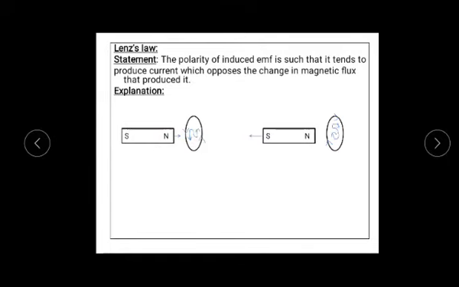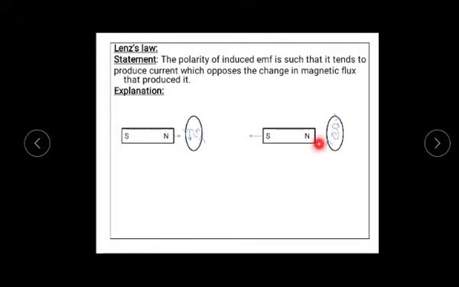So what is the meaning of this? The polarity of induced EMF is such that it tends to produce current, so it has produced the current now, which opposes the change in magnetic flux. It opposes the change in magnetic flux means what? Even though it is behaving like north pole, north pole and north pole repel each other. So definitely you have to move the magnet away from the coil.